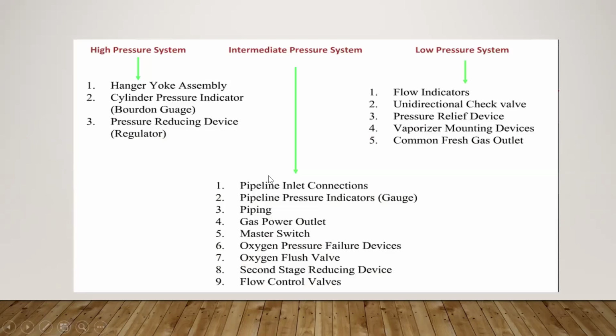So this is just a schematic diagram to demonstrate what I've just mentioned. The hanger yoke assembly, the cylinder pressure indicator, and the pressure relief valve or reducing valves make up the high pressure system. Then the intermediate pressure system has the pipeline inlet connections, piping, gas and all that. And we have the low pressure system, which includes the flow indicators, the common gas outlet, and the vaporizer mounting devices.